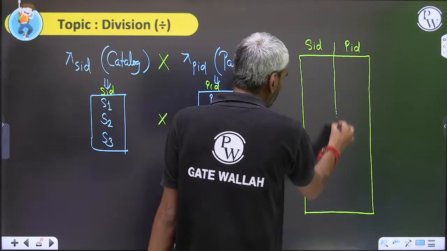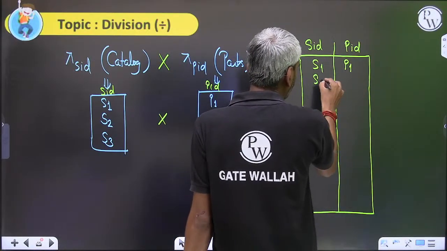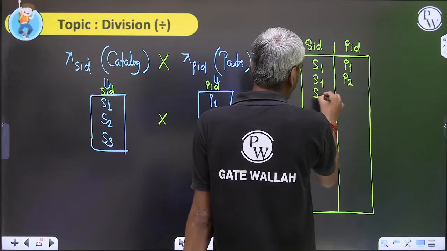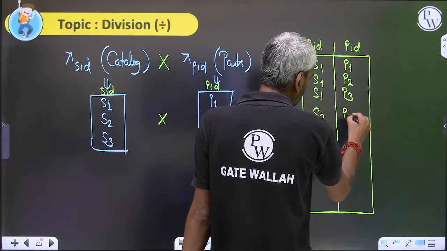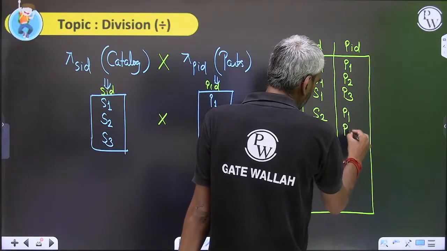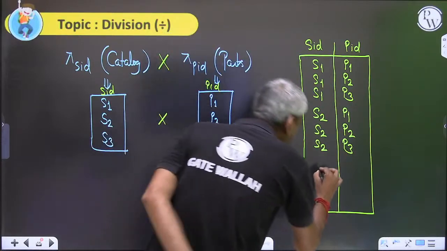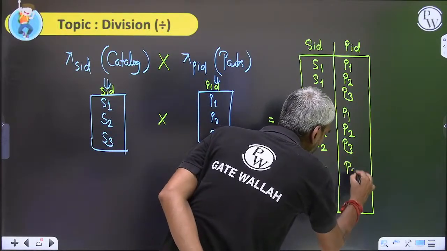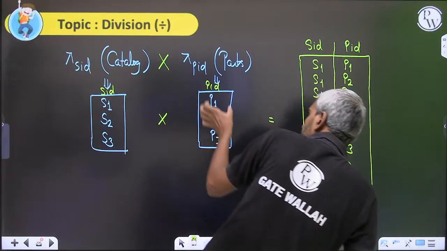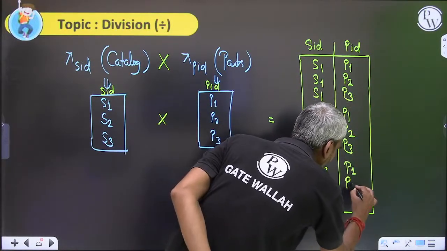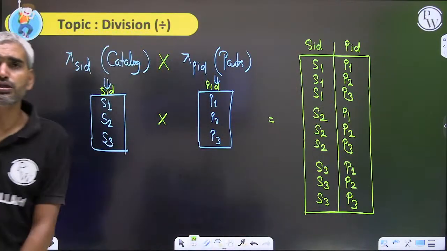So S1 will be associated with P1. S1 will be associated with P2. S1 will be associated with P3. Similarly, S2 will be associated with P1, S2 with P2, S2 with P3. Similarly, S3. That's what we do in the cross product. Every tuple of the first relation will be combined with every tuple of the second relation. So that is how the cross product will look.